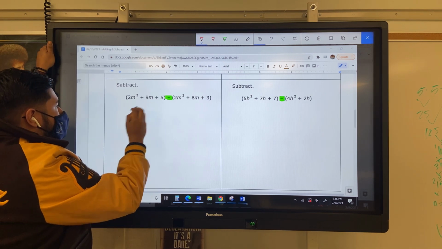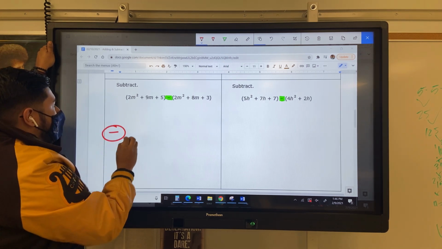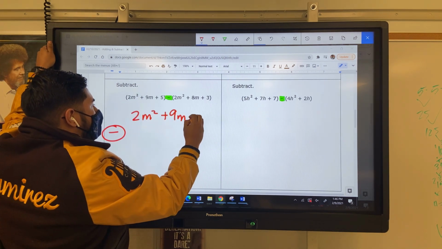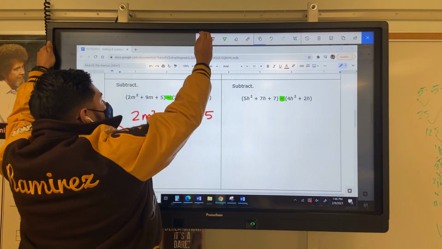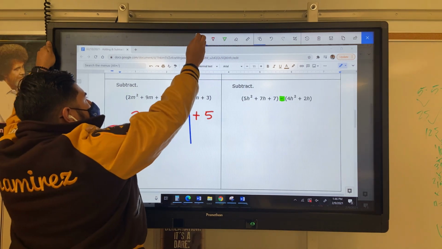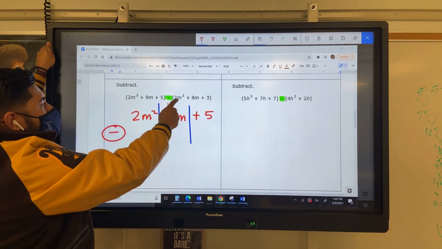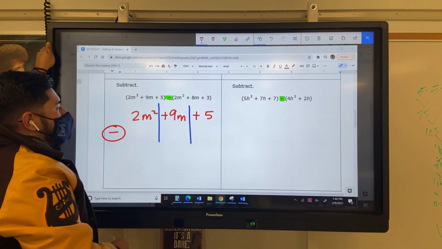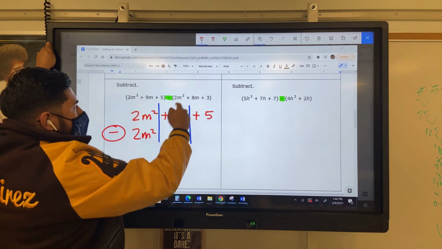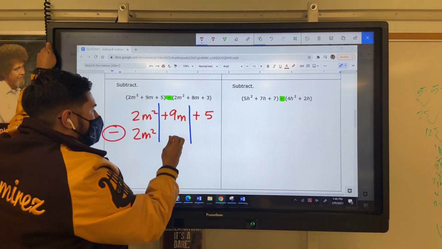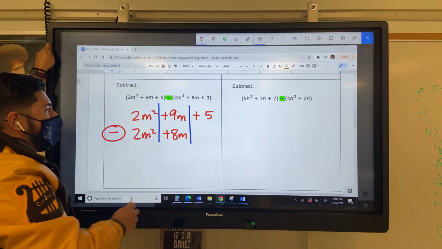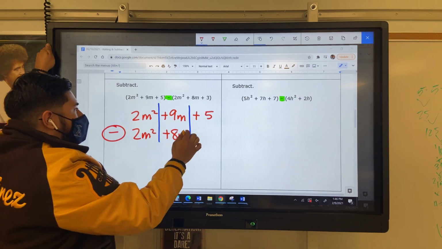Let's do the first polynomial. First, I know it's subtracting. We got 2m squared plus 9m plus 5. I'm going to put little things to let me know who's with who. Where should I put 2m squared? The only person with an m squared, which is right here, so I put 2m squared. 8m goes with the m's, which is a 9m, so I'm going to put plus 8m. Where does that plus 3 go? The only spot left, plus 3.